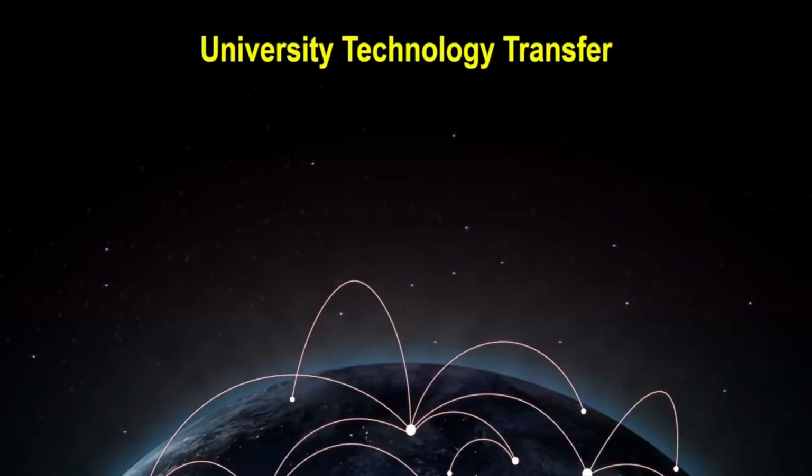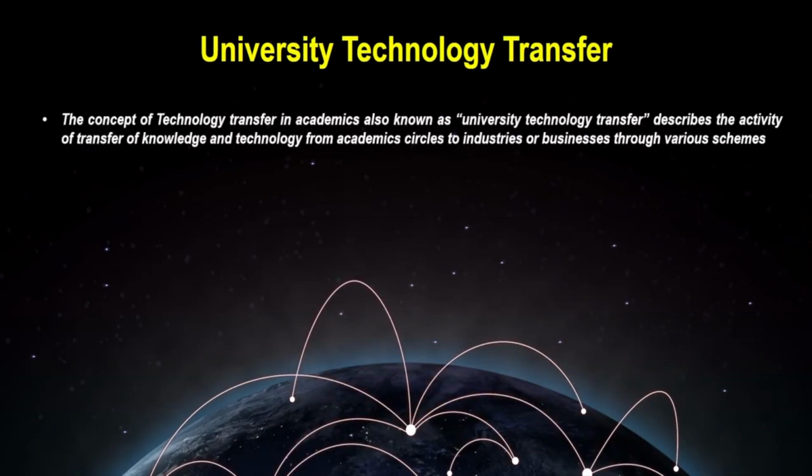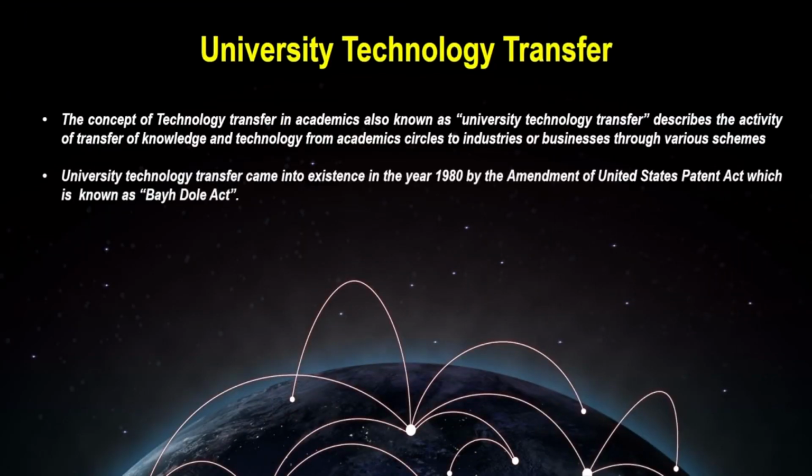So, dear learners, now we will understand the concept of university technology transfer. The concept of technology transfer in academics, also known as university technology transfer, describes the activity of transfer of knowledge and technology from the academic circle to the industries or the businesses through various schemes. This concept of university technology transfer came into existence in the year 1980 by the amendment of the United States Patent Act, which is known as the Bayh-Dole Act.